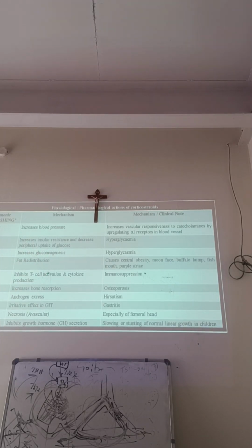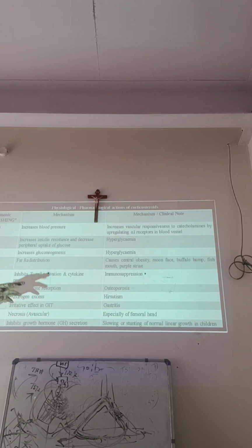I: inhibit T cell activation and cytokines, so immunosuppression. Those who are on these glucocorticoids are susceptible to infection. You should always watch for that. S: increased bone resorption. They always have bone weakness because the calcium is removed from the bone and put into the systemic circulation. So bones become weaker.